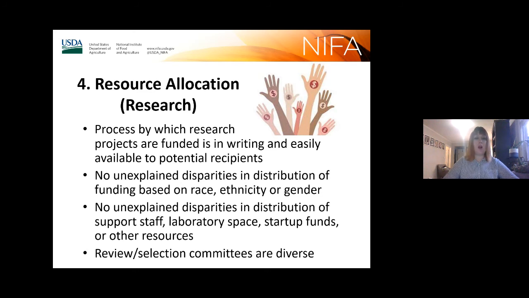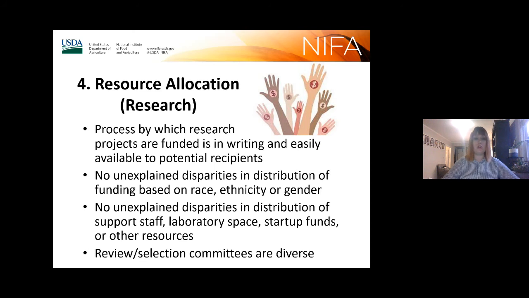So we're going to ask about the process by which research projects are funded. It should be in writing. It should be easily available to anyone who could potentially receive funding for research projects. We want to make sure there are no unexplained disparities in the distribution of funding based on race, ethnicity, or gender. No unexplained disparities in the distribution of other resources like support staff, lab space, startup funds, and we want to see that any review or selection committees are diverse.